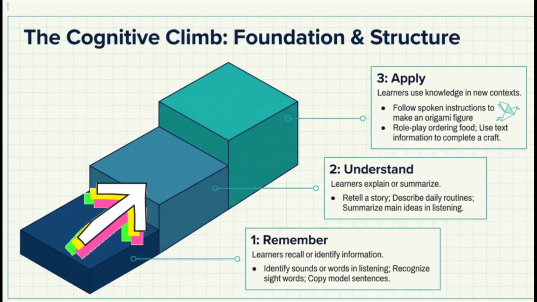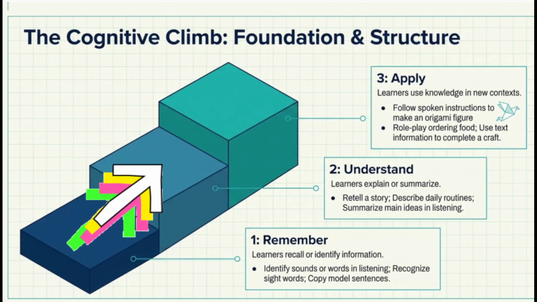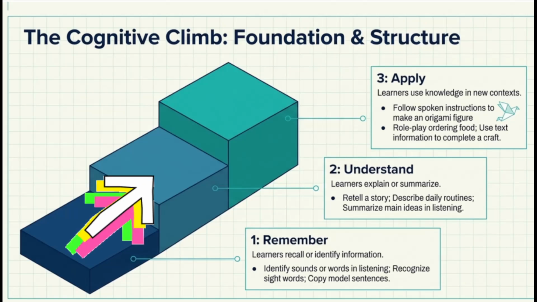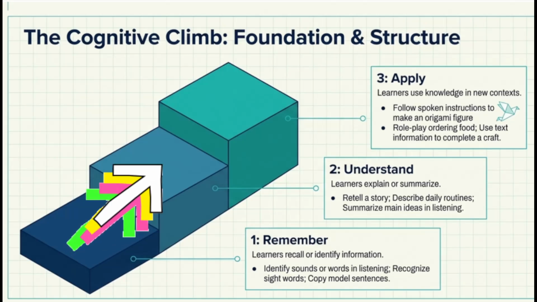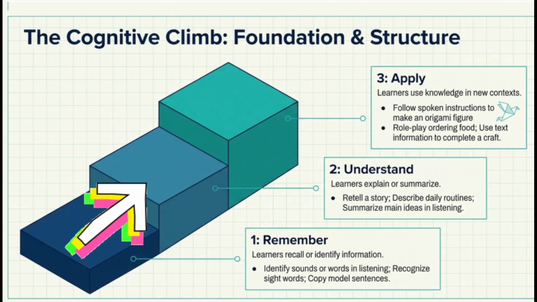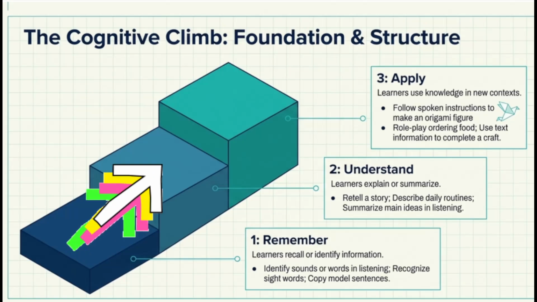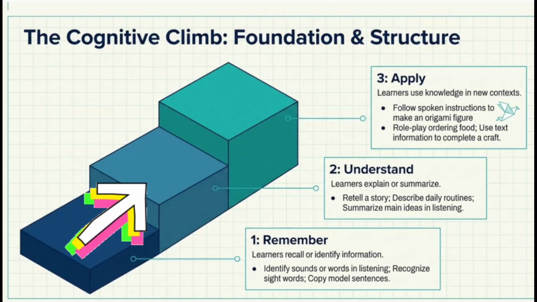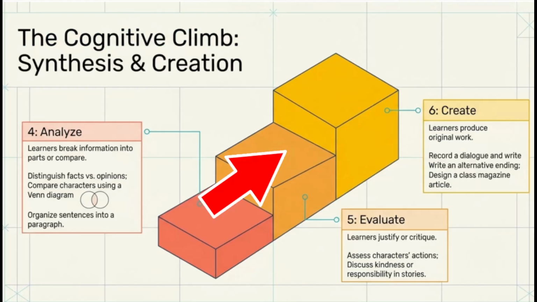The third level is apply. At this stage, learners use their knowledge in new situations. They might follow spoken instructions to complete a task, role-play ordering food, or use information from a text to create something. These three levels provide the foundation for learning. Once learners can remember, understand, and apply knowledge, they are ready to move on to higher-order thinking skills such as analyzing, evaluating, and creating.